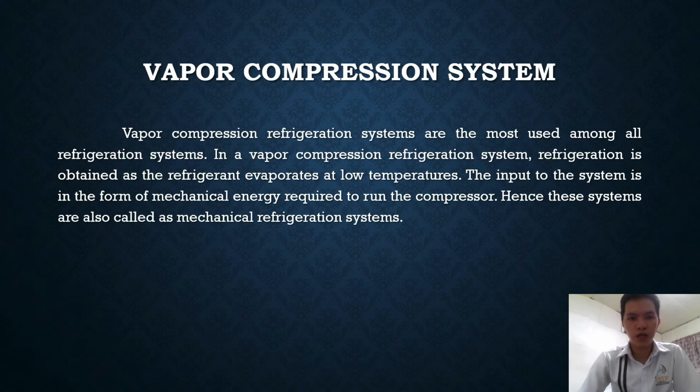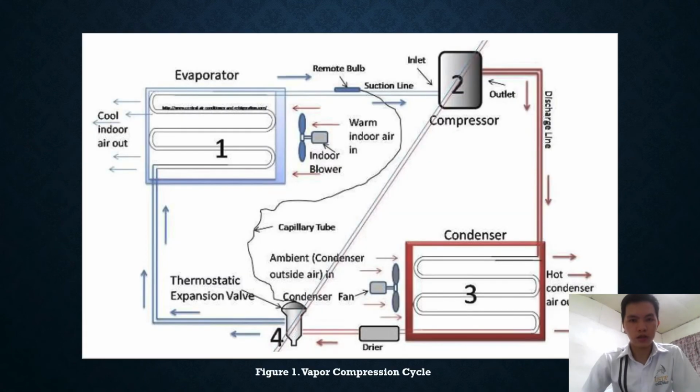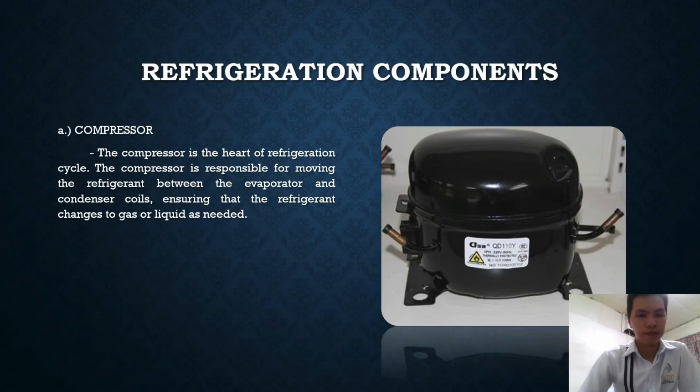So to understand more, let's look at this figure. In the name itself, vapor compression cycle, in this process, vapor is compressed to produce refrigeration or a cooling effect. So the four stages that were mentioned are the evaporator, then the compressor, then the condenser, then the thermostatic expansion valve. So this will be discussed more in the refrigeration cycle.